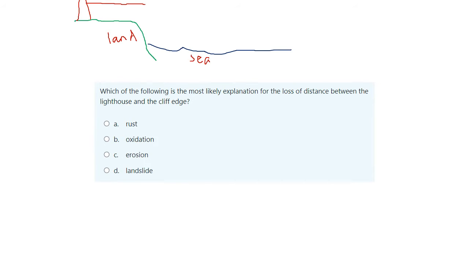Oxidation is when something reacts with oxygen. It could be the landslide moving down, but a landslide is normally because of heavy rain. It happens on mountains. When the heavy rain falls on the mountain, some of the mud comes down the mountain. No, this is the action of the waves on the base of the cliff. And the action of the waves on the base of the cliff erode the cliff. The correct answer is erosion.